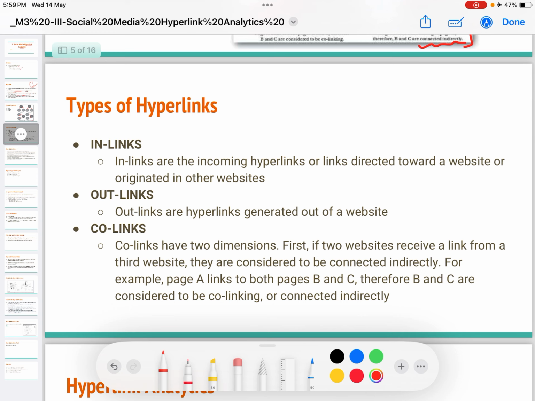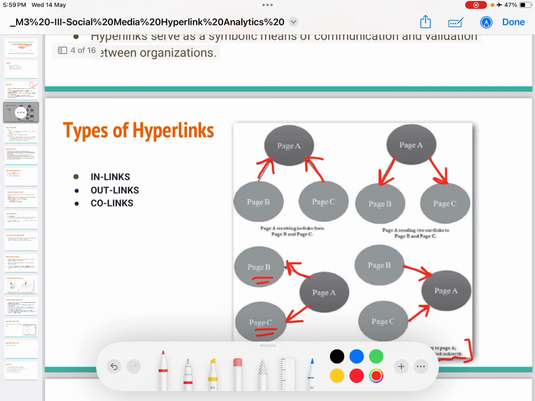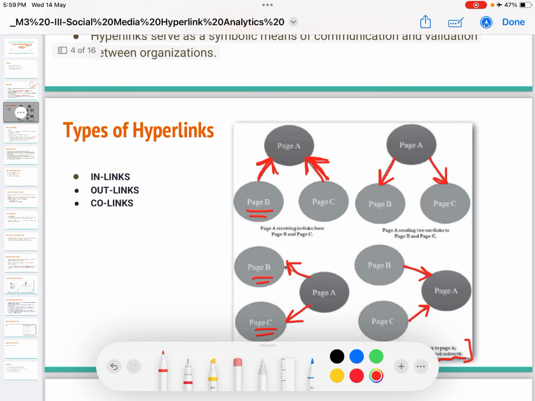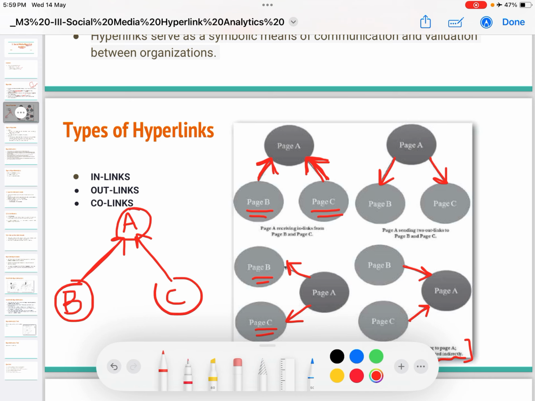What are inlinks? Inlinks are incoming hyperlinks, or links directed towards a website or originated in other websites. So inlinks are nothing but links directed towards the website. That means B and C are directed towards A, originating in B and C, which are other websites. So an inlink is either a link directed towards A or a link originating from another website, that is, pages B and C.